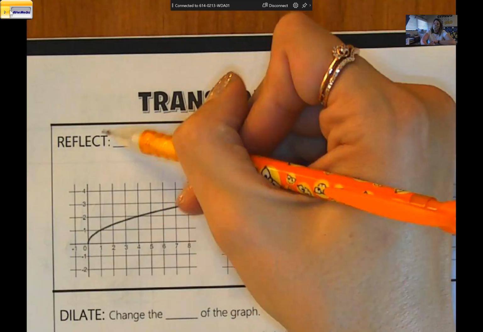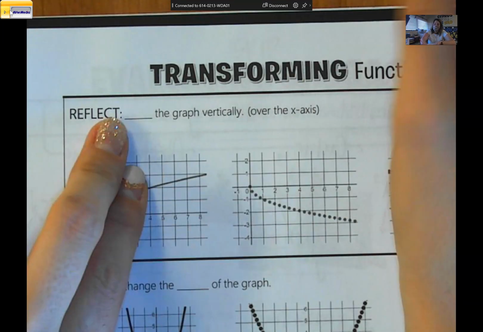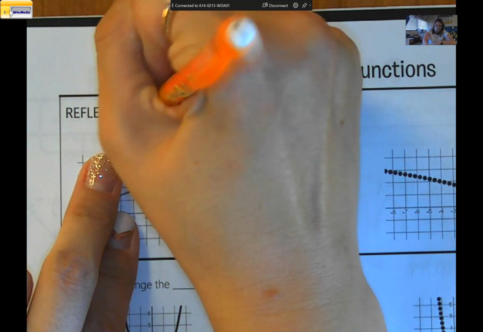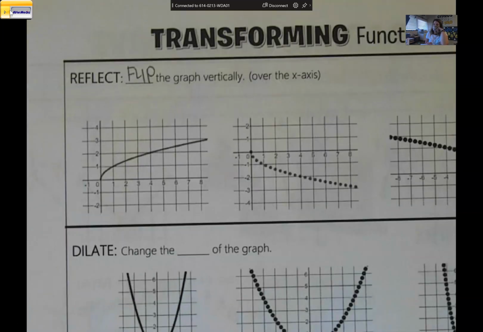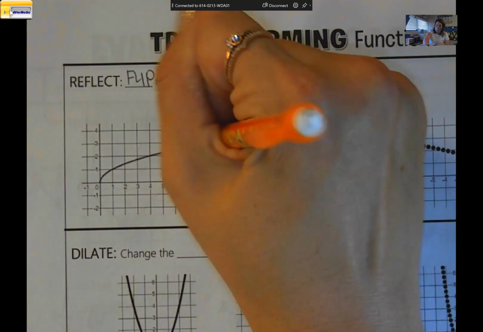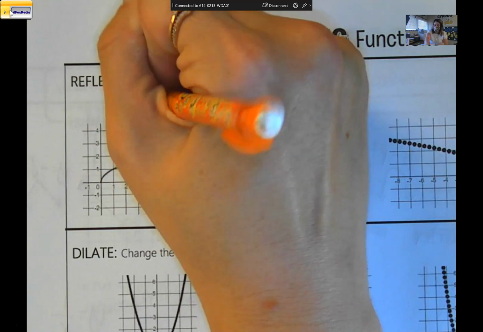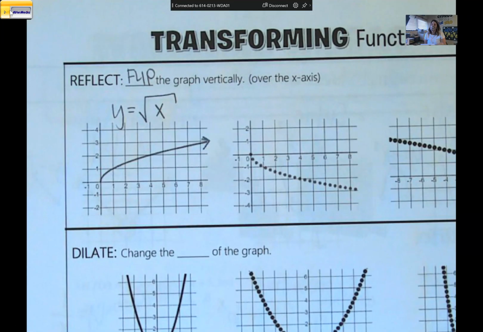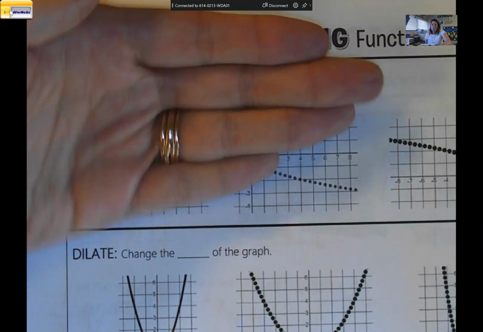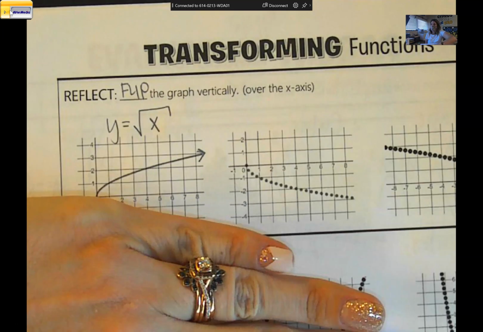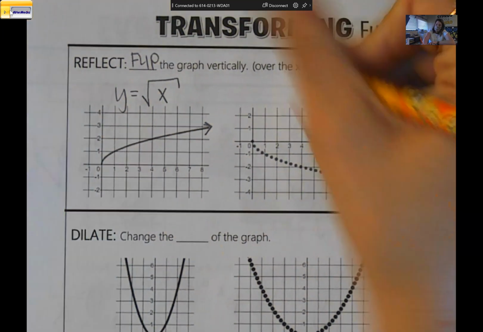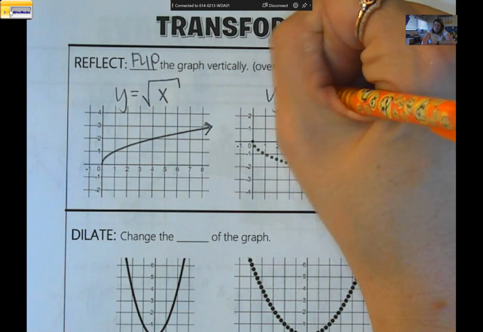So carrying on with that reflection, a reflection is when you flip the graph vertically over the x-axis. So this is a root function. This is the parent. It is y equals root x. Notice that the one next to it, he's been flipped over the x. We've just tipped him over the x. So he is y equals negative root x.